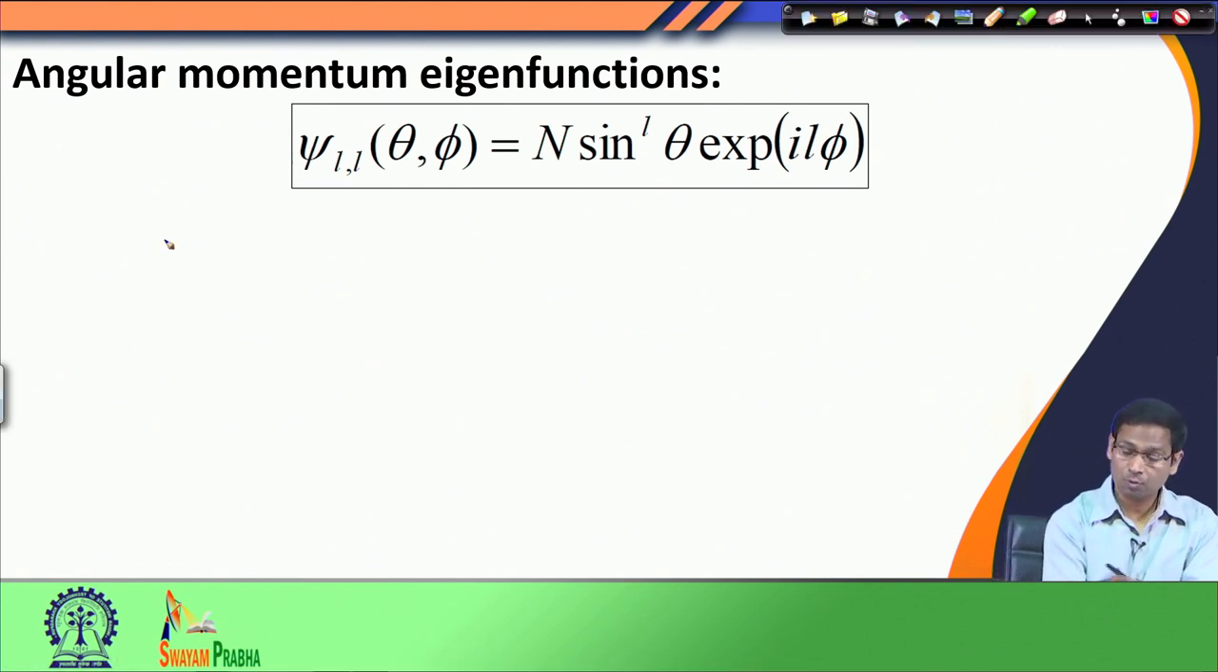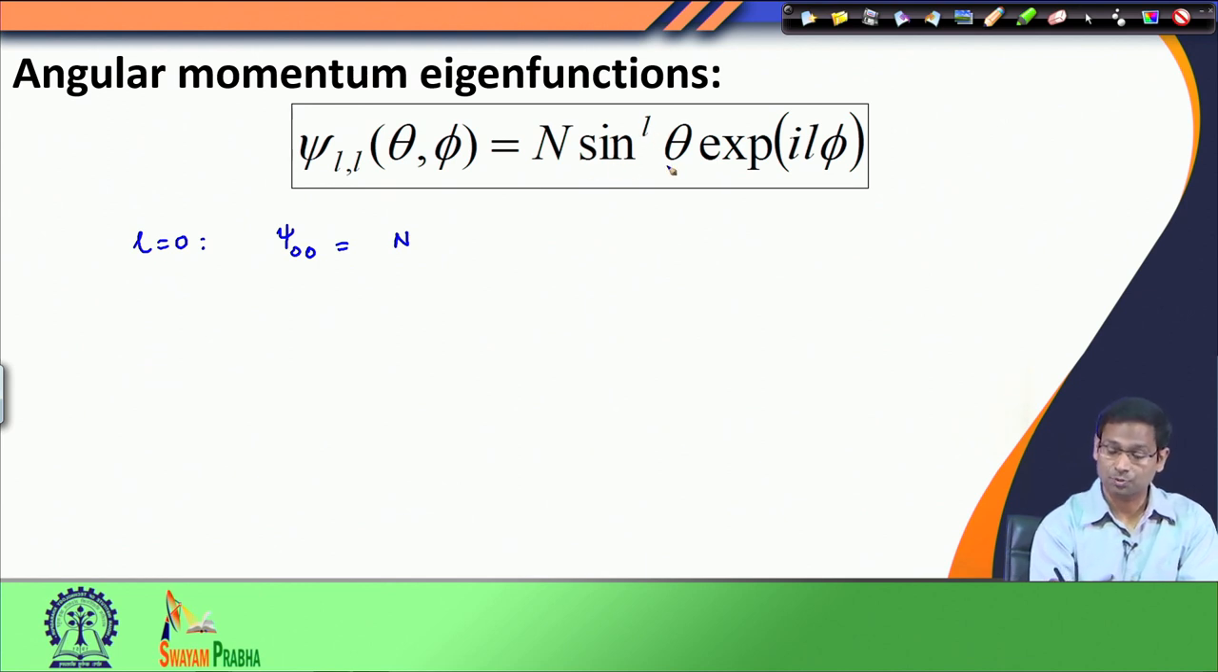So, when l equals 0, psi 0 0 becomes N sin to the power 0 theta, so this is 1, e to the power i l phi, l is 0, so this is 1. So, psi 0 0 is simply N. What is N? N is a constant. How do we determine that? We have to normalize this.